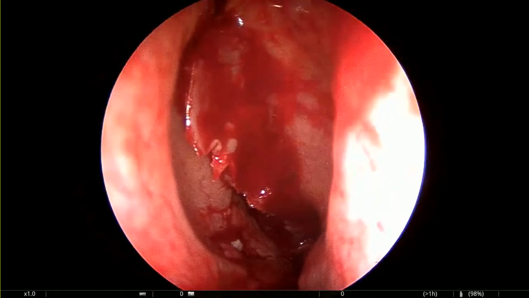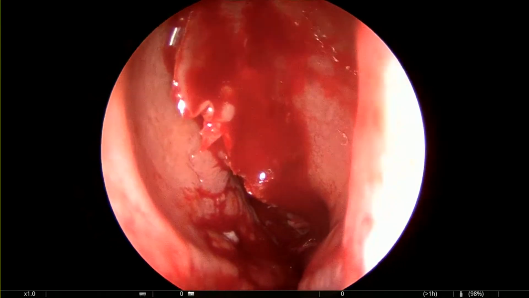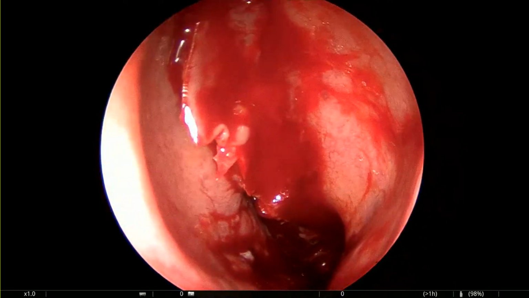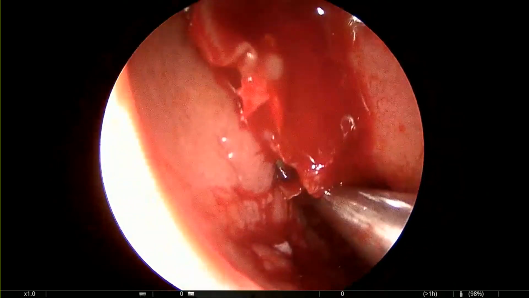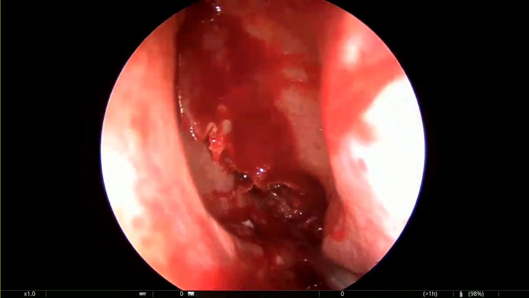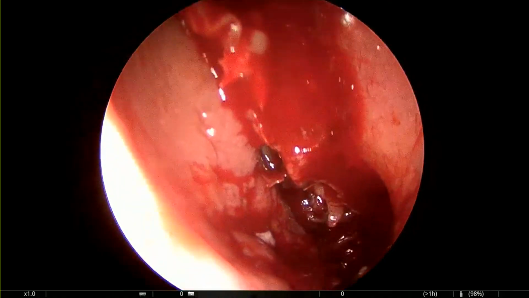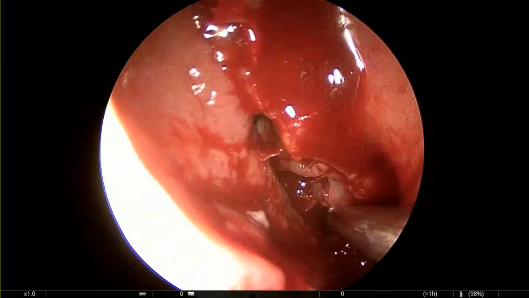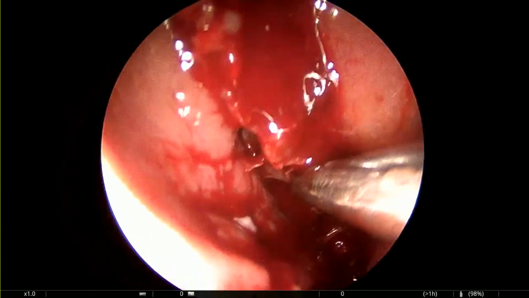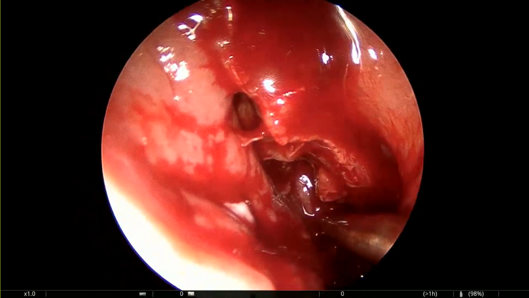Straight suction tube, because I'm going to search. I'm just searching for the natural ostium, and I remind you that this ostium is enlarged by the disease. So I think it's above and behind the tail of the superior turbinate. Okay? So, Kerrison forceps.